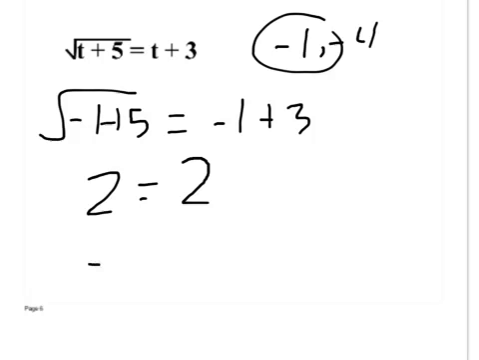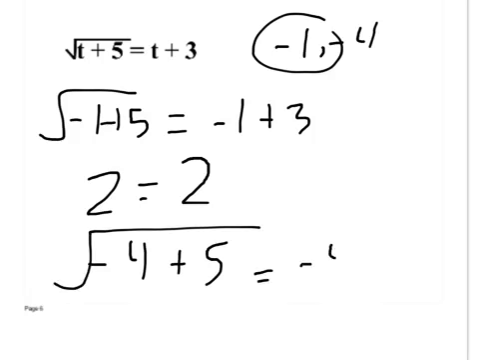Let's plug in negative 4. Negative 4 plus 5, square root. Negative 4 plus 3. Negative 4 plus 5 is 1. The square root of 1 equals negative 1. Is that true? No. So negative 4 is out. Negative 1 is my only answer.